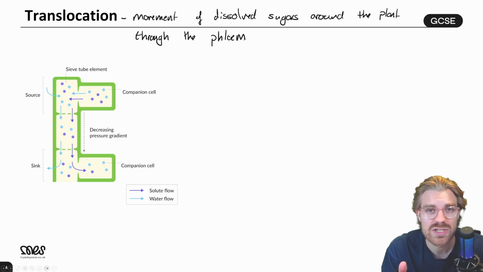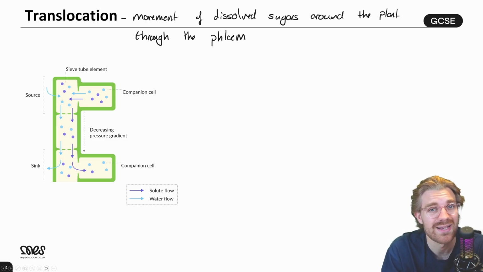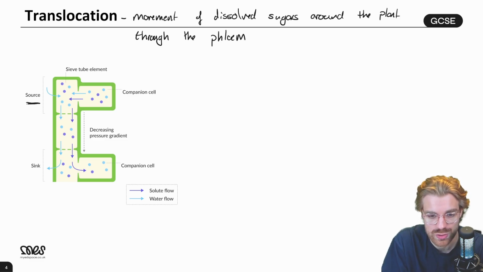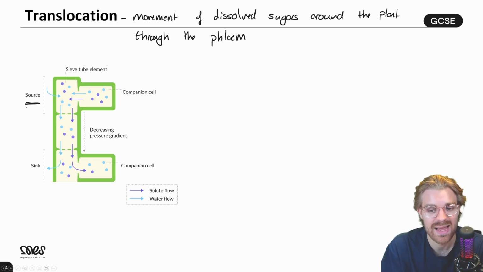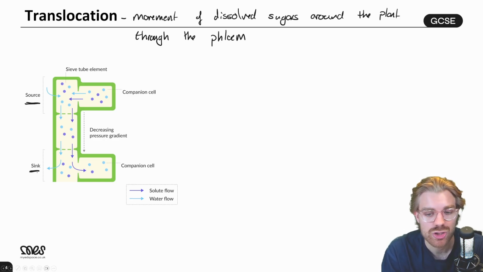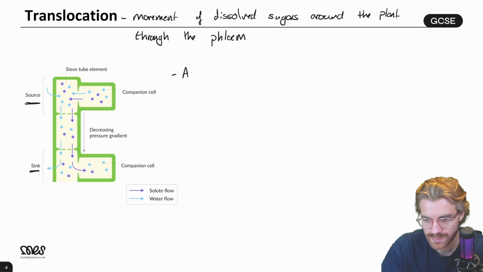So the plant needs to move the sugars around it. It's also going to be moving things like amino acids as well that are produced in the leaves. Now, the leaves we might refer to as the source because they are what is producing the dissolved sugars, and the roots we might refer to as the sink or the other parts of the plant. Now, translocation is an example of an active process.